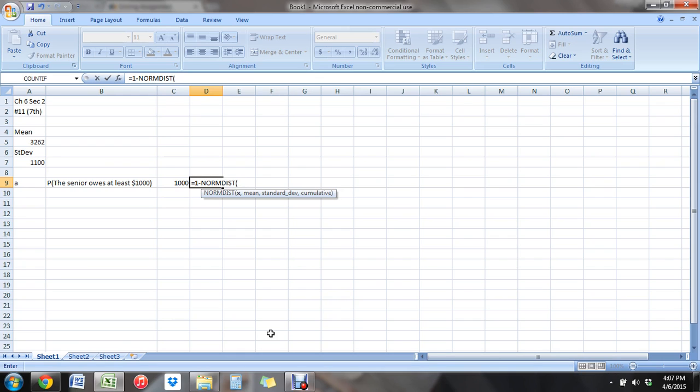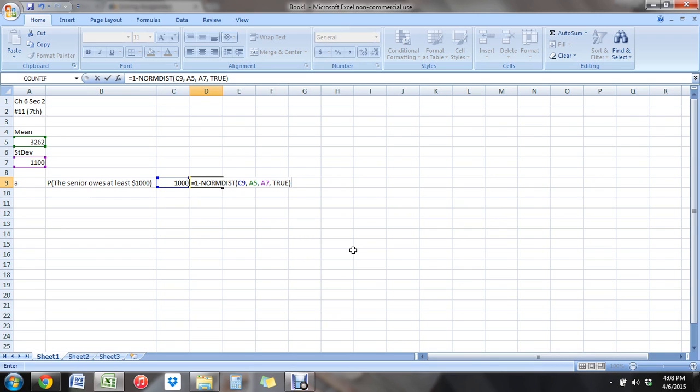So it asks for 4 things here. First, it asks for x, which is our $1,000. We're looking for the probability that x is greater than $1,000, so this is our x. It then asks for our mean, which we wrote down over here, and our standard deviation, which is right here. And then it asks whether it's cumulative or not, and we actually are in a cumulative distribution because we want the whole area to the left of $1,000. We don't want just the area underneath $1,000.